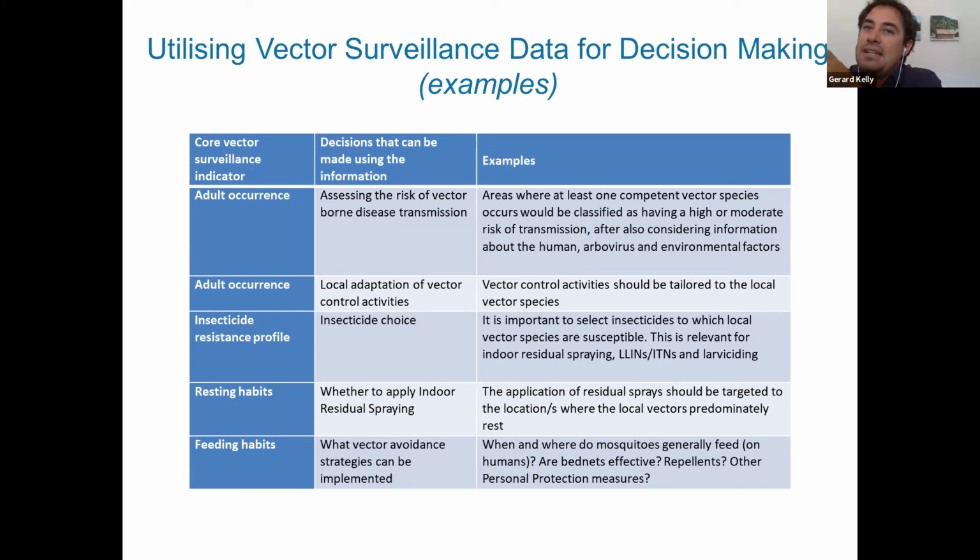Resting habits is also an interesting one, because mosquitoes have different resting habits. Some prefer to rest indoors inside your house, some prefer to rest outside your house. So an Aedes aegypti mosquito, which is a dengue mosquito, often doesn't necessarily rest indoors. So is there a benefit to doing indoor residual spraying to combat that mosquito? Knowing the resting habits matters, and these resting habits can change, along with the feeding habits. When and where do mosquitoes feed, particularly on humans?